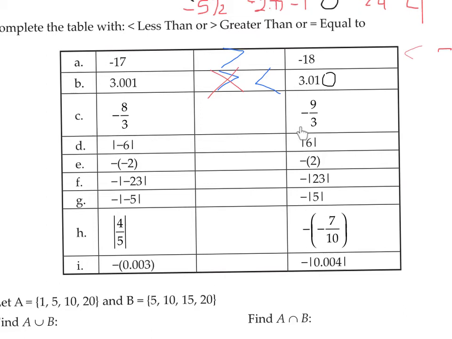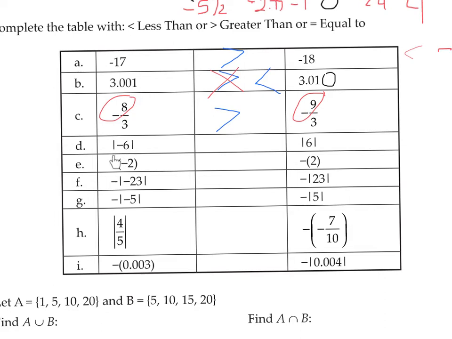-8/3 compared to -9/3. And I said before in the lesson that when the denominators are the same, it's very easy to compare fractions because you can ignore the denominators and just look at the numerators. And of course, these are both negative. So we're comparing -8 to -9, and which one is further to the right? That would be the -8. So -8/3 is greater than -9/3.